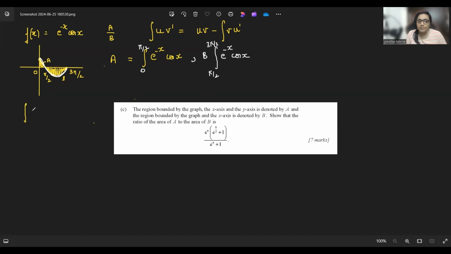Okay, let's begin with the integral. So I'll not put limits right now. Let's first integrate it. So e to the power minus x cos x.